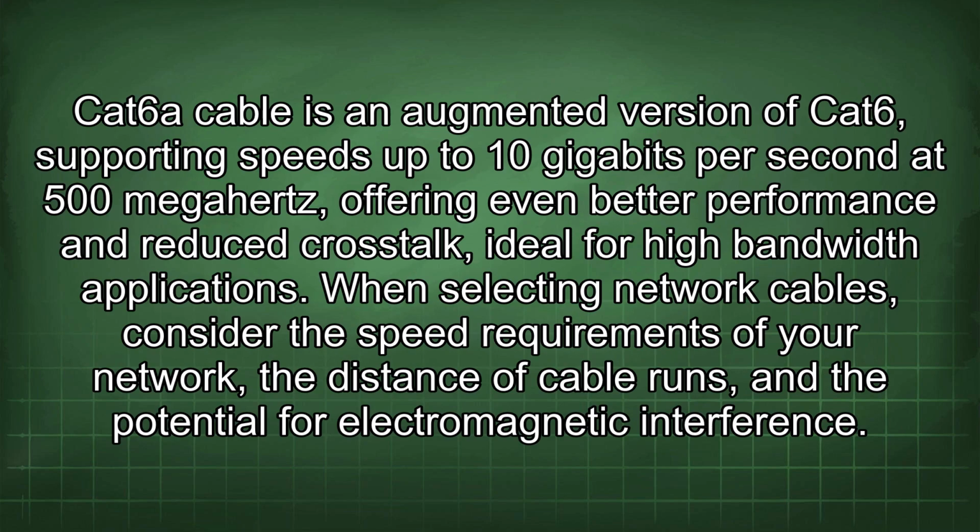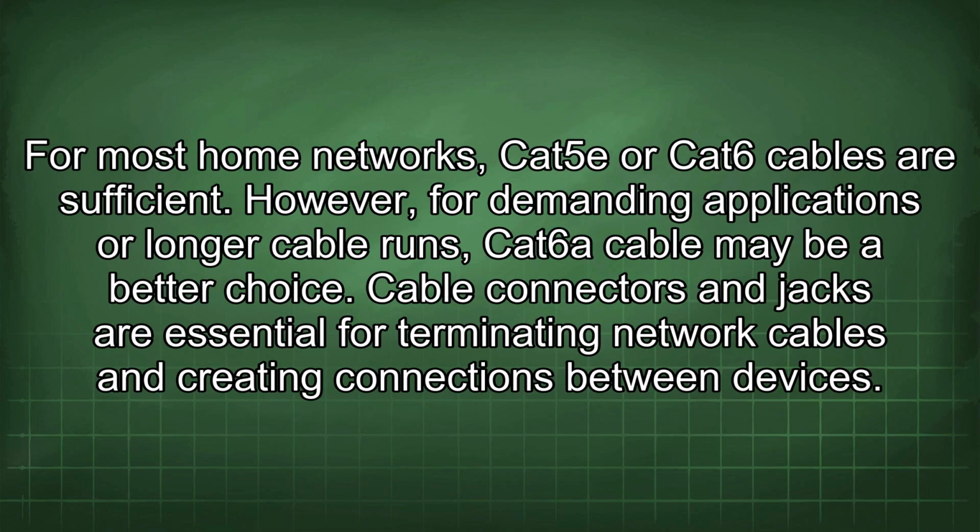Cat6a cable is an augmented version of Cat6, supporting speeds up to 10 gigabits per second at 500 MHz, offering even better performance and reduced crosstalk, ideal for high bandwidth applications. When selecting network cables, consider the speed requirements of your network, the distance of cable runs, and the potential for electromagnetic interference. For most home networks, Cat5e or Cat6 cables are sufficient. However, for demanding applications or longer cable runs, Cat6a cable may be a better choice.